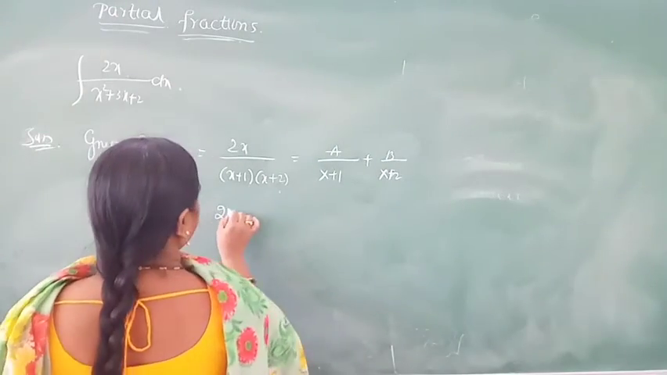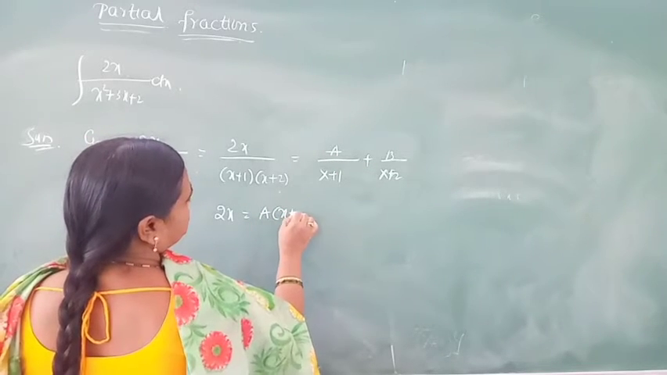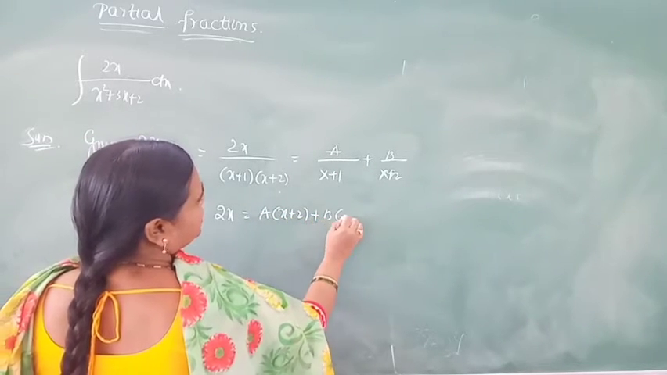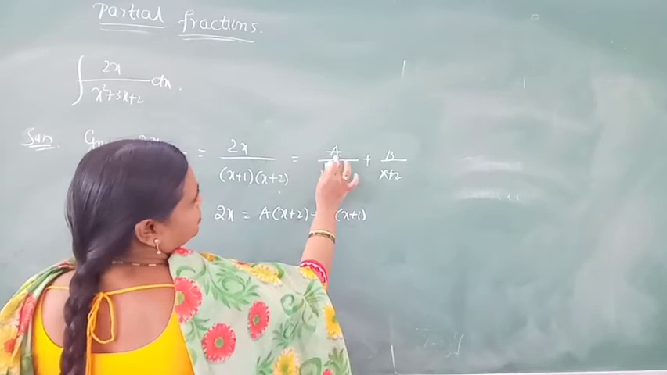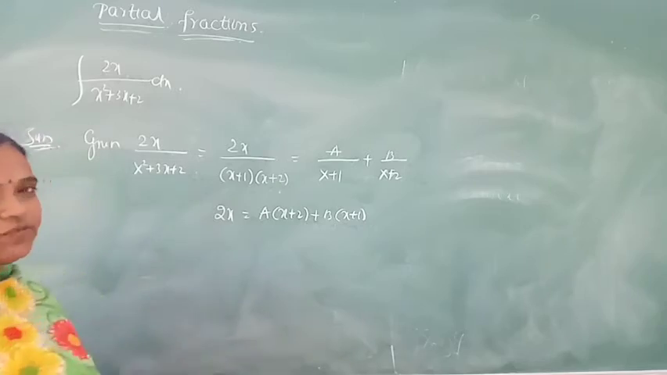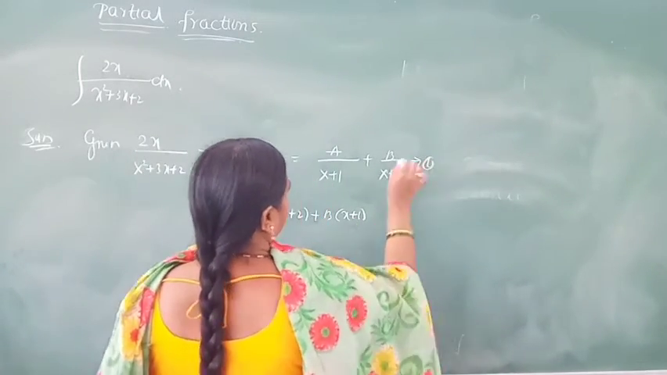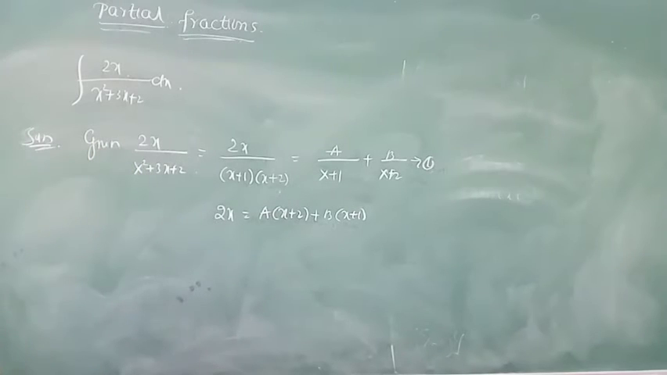This is 2x is a into x plus 2 plus b into x plus 1. I think you understood. And the denominator is the same, so it gets cancelled. Therefore, I am writing directly, because this is equation 1. In the previous example we did the same procedure, and we are using it here.